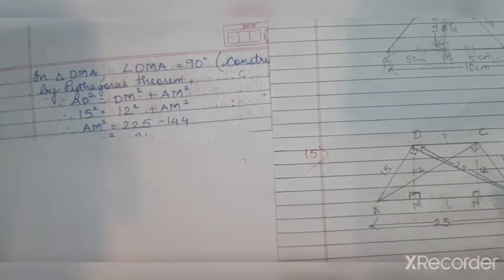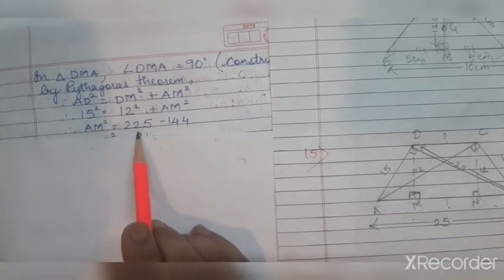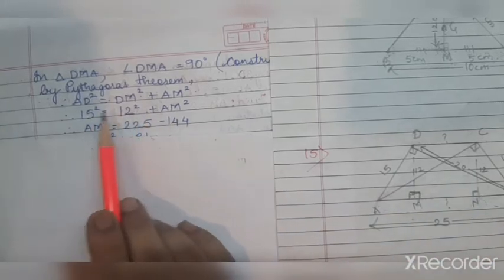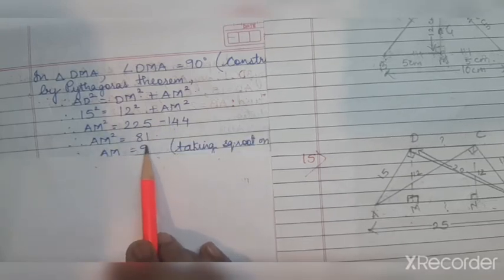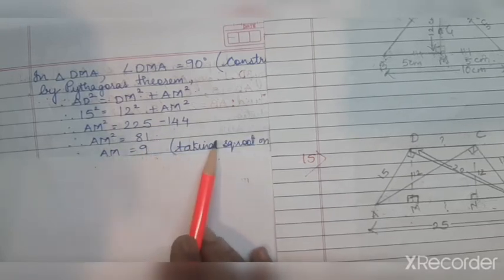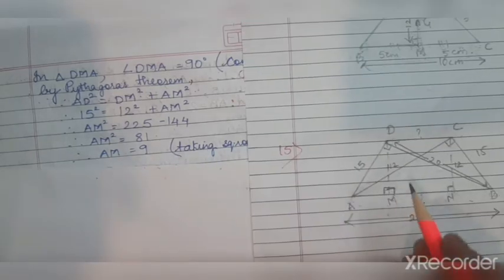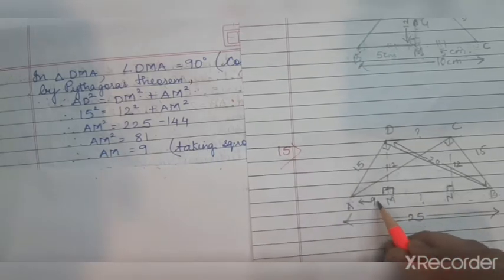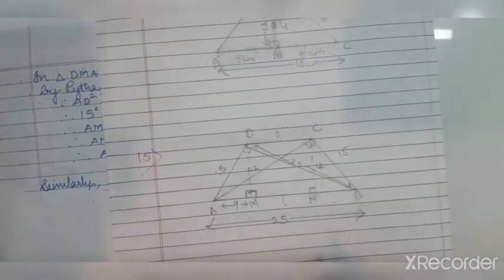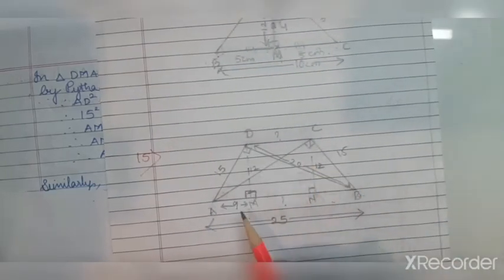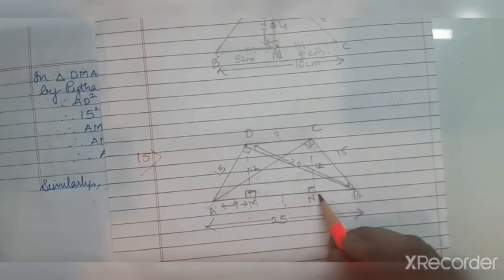Now shifting to the other side, 15 square is 225, 12 square is 144. Shifting, it will become minus. When we subtract, we get 81, which is AM square. By taking square root on both the sides, AM we got as 9. As I told you, you don't have to find the other side. Similarly, we can write BN is also 9.